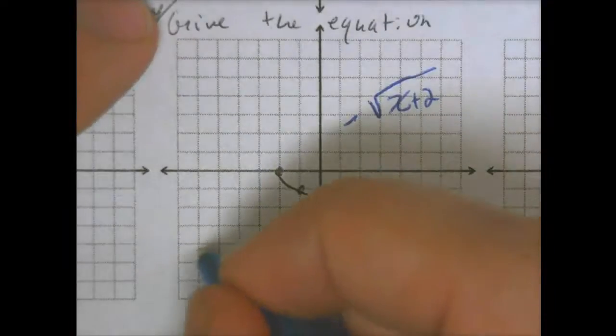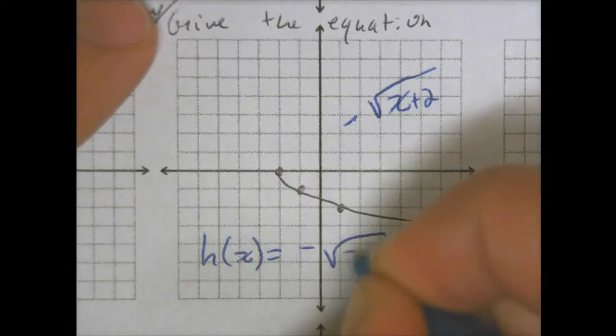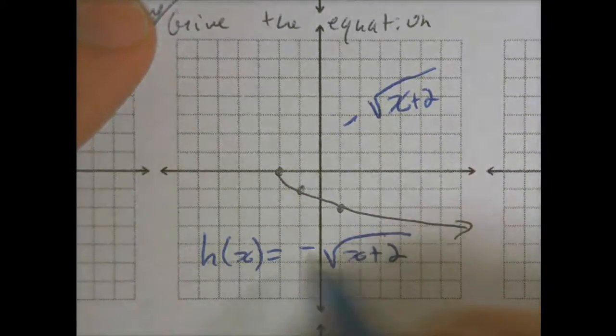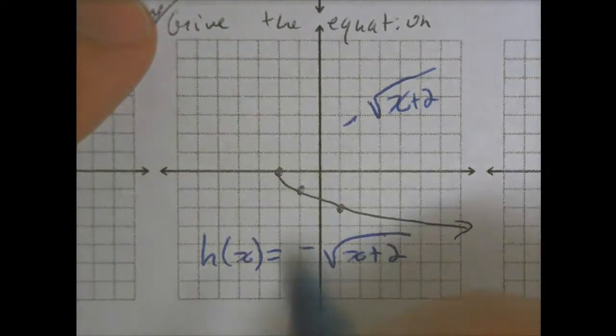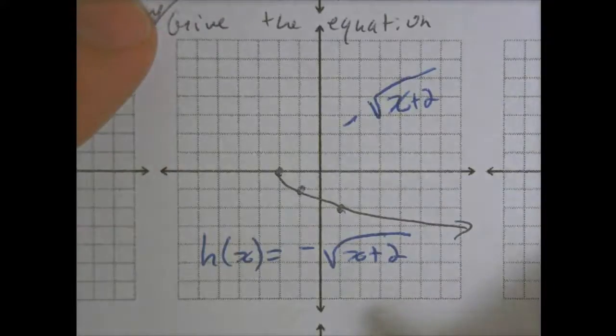I'm just going to rewrite it down here. Negative square root of x plus 2. The negative flips it over the x-axis. Plus 2 on the inside moves it to the left 2. It didn't multiply at all because, again, I still have the same parent points.